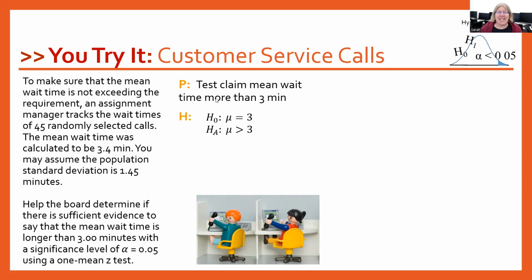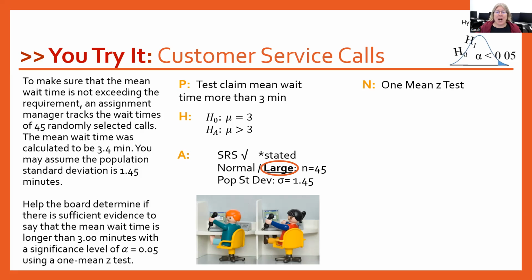Our hypotheses: our null hypothesis is that mu is equal to 3 minutes, and our alternative is that mu is greater than 3 minutes. So that makes this a right tail test. We have 3 assumptions and conditions to check. Simple random sample, so random is stated in the problem. Our sample size here is 45, which is bigger than 30, so the central limit theorem kicks in. So we do have large, and then our population standard deviation is sigma equal to 1.45.